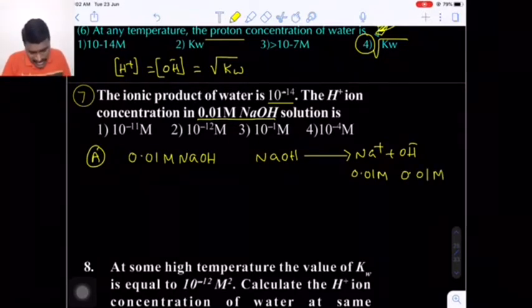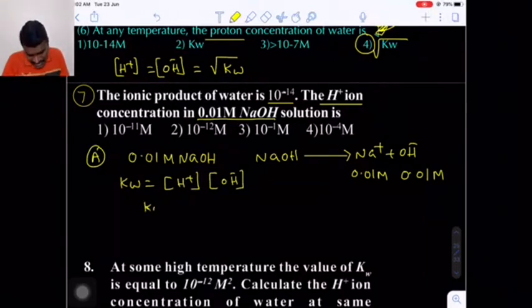Now the question is, ionic product of water is given. Find the H plus ion concentration. We know Kw is equal to the product of the concentration of H plus ions and OH minus ions. Okay. Now the question, what is the H plus ion concentration, which is equal to Kw by OH minus ion concentration?